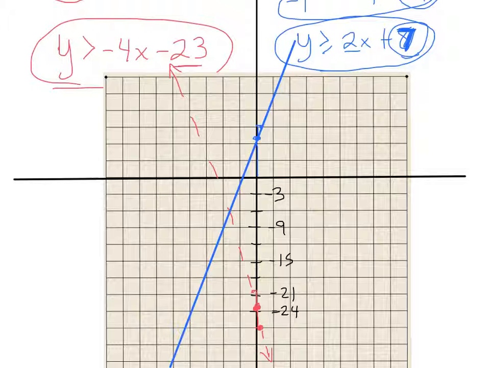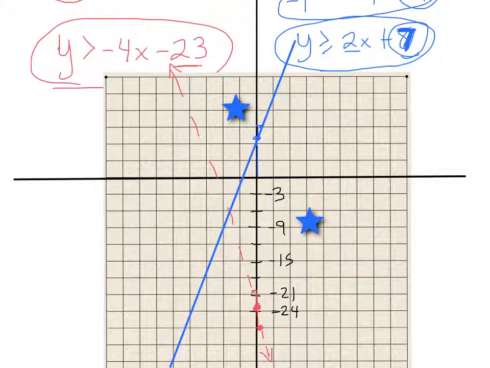Now what we have to ask ourselves is, where should I shade? The red line gives me a greater than symbol, doesn't it? So I have to take this red line and shade what? Say above it. Which means I'm going to shade this area and I'm going to shade this gigantic one here. So I'm going to put a star there and I'm going to put a star there.